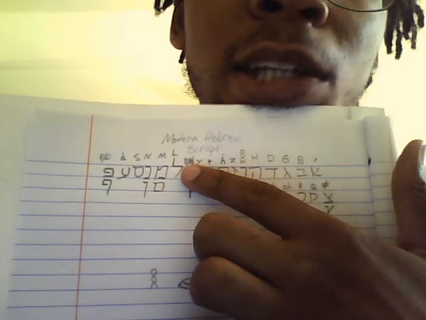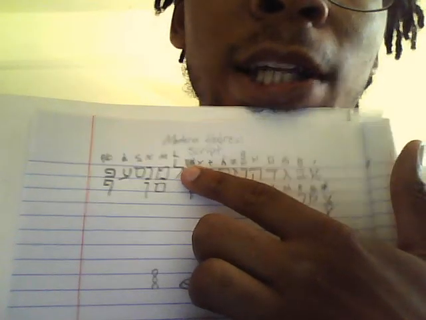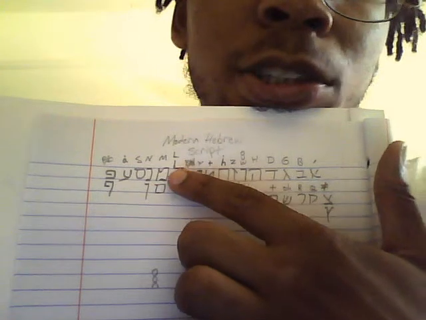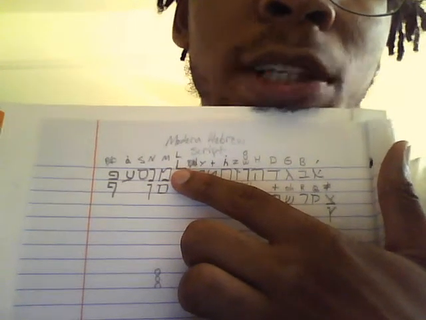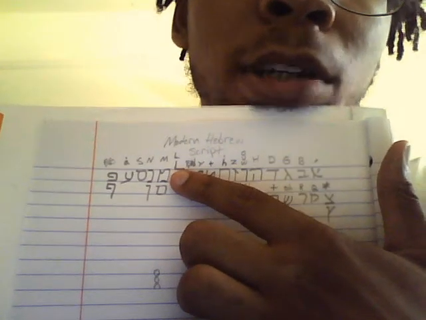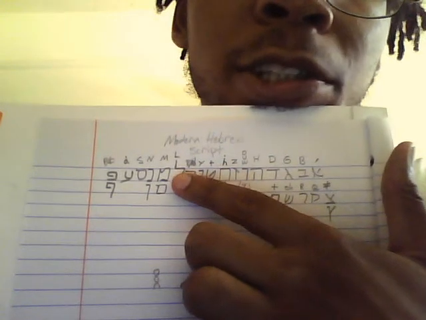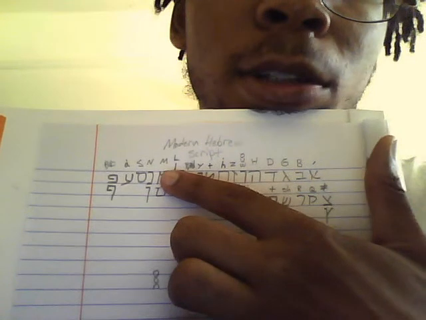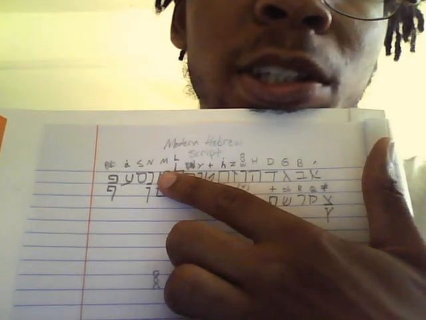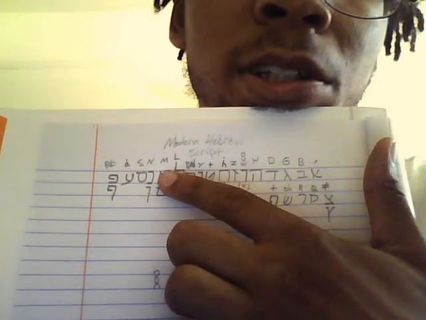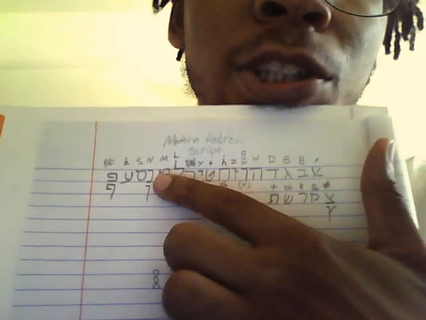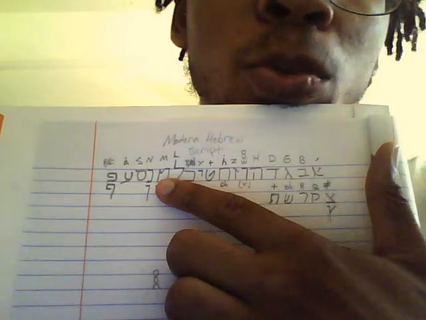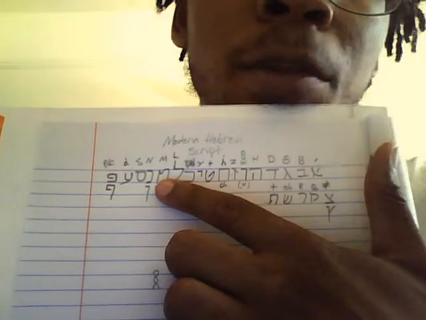Lamed is an L sound, like L in English. Mem is an M sound, like M in English. And you can see that there is also a Mem Sofit at the bottom. Nun is an N sound, like N in English. And you see also here that there's a Nun Sofit below.